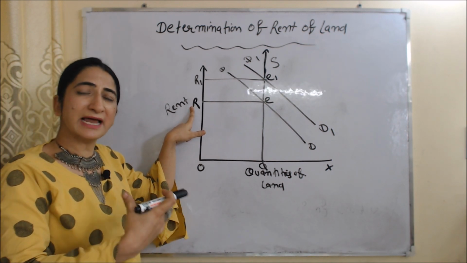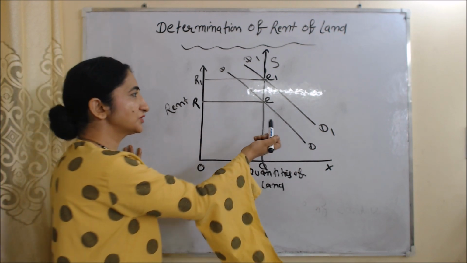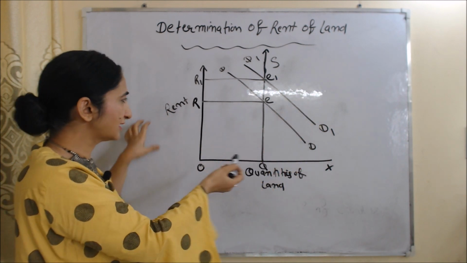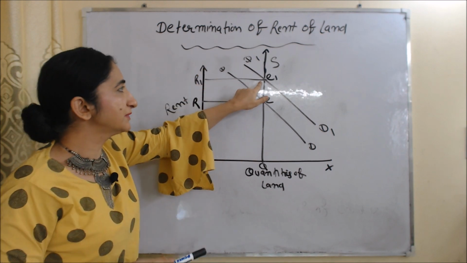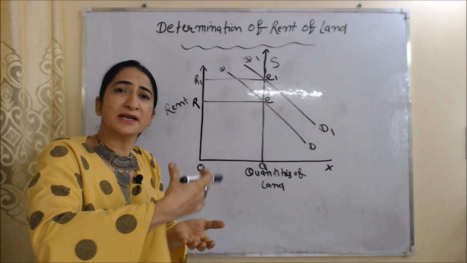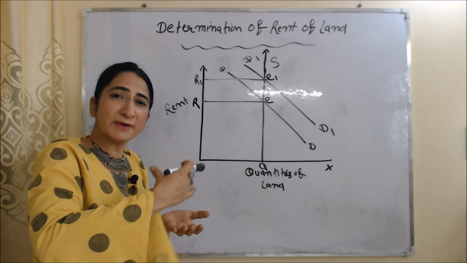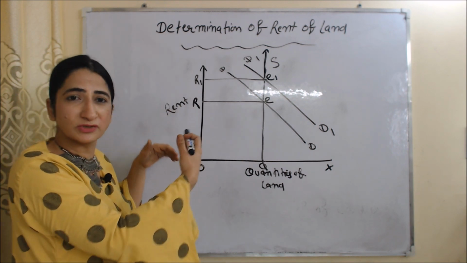Now suppose the land demand increases. As land demand increases, the land demand curve shifts forward from DD to DD1. As land demand increases, rent also increases from OR to OR1, and our new equilibrium point is E1. But why, as land demand increases, does rent also increase? Because here we assume supply is constant. If supply is constant and only demand is increasing, as a result rent also increases.